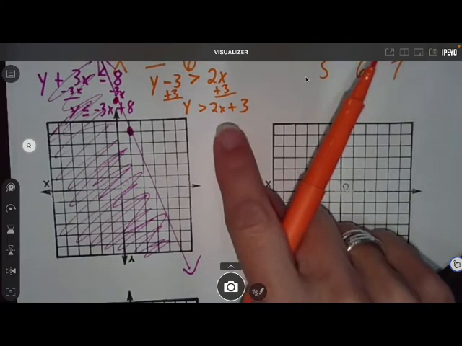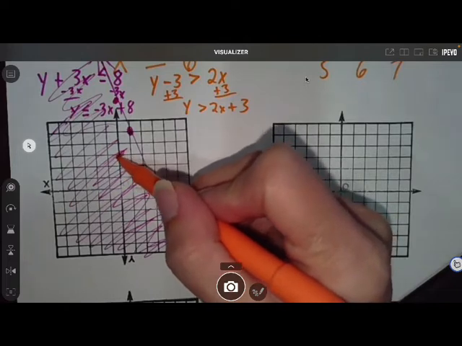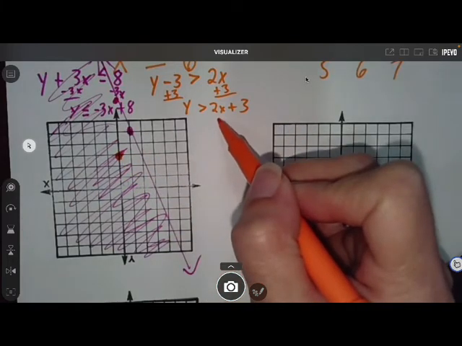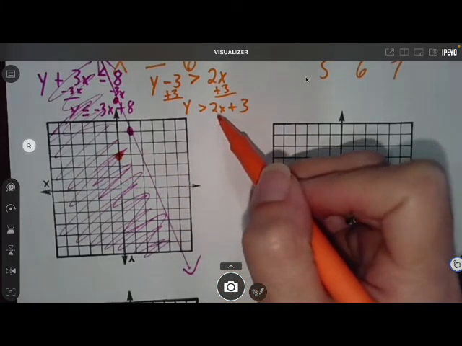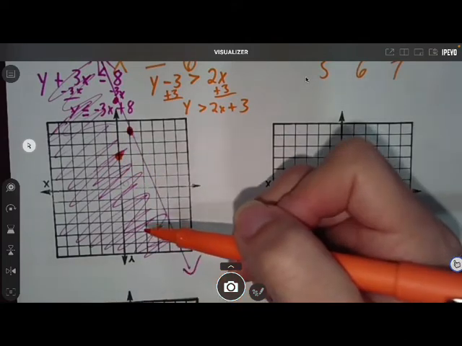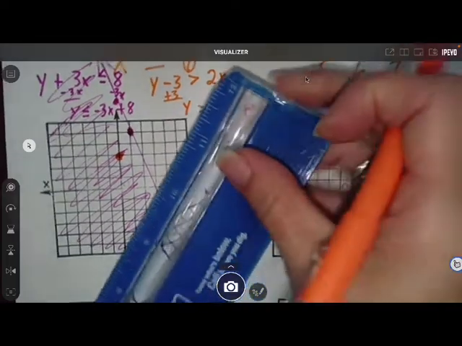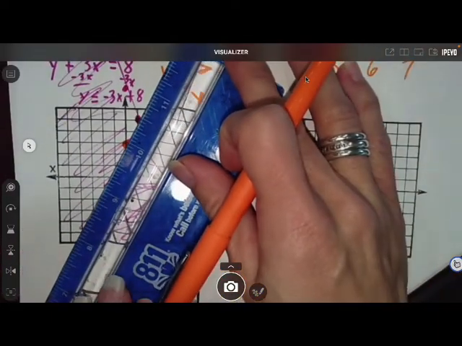Okay, now let's graph the other one. I go up 3. 1, 2, 3. And from here, what's my slope? Up 2 and over 1. Luckily, it's right there. All right, and then what kind of line is this one going to be? A dotted line because it wasn't equal to.